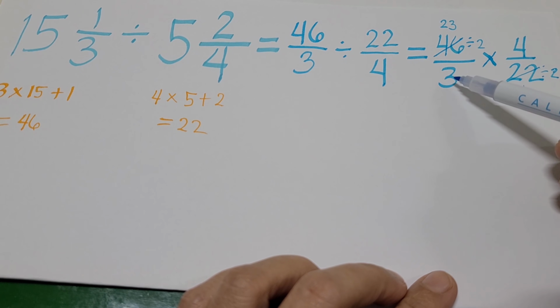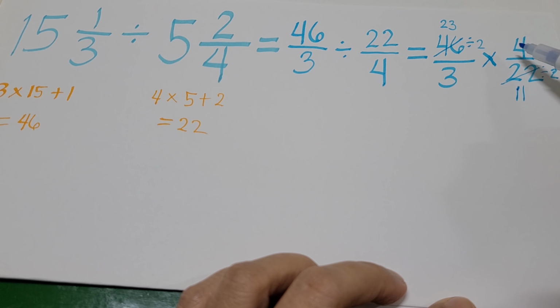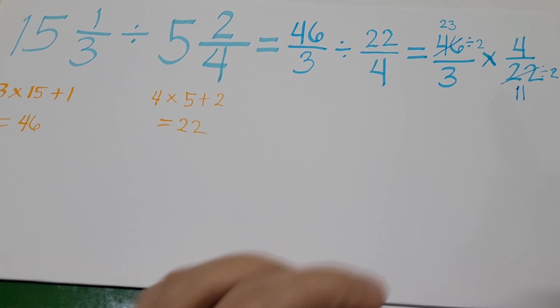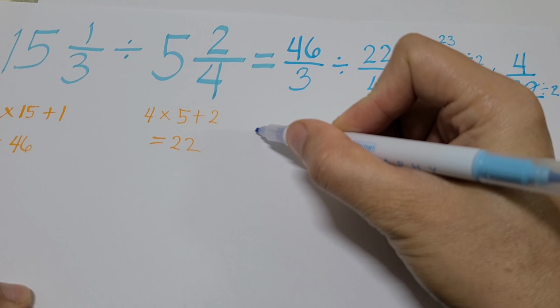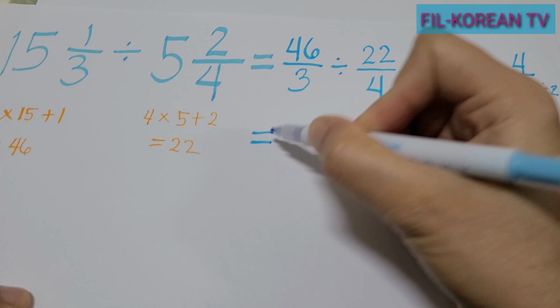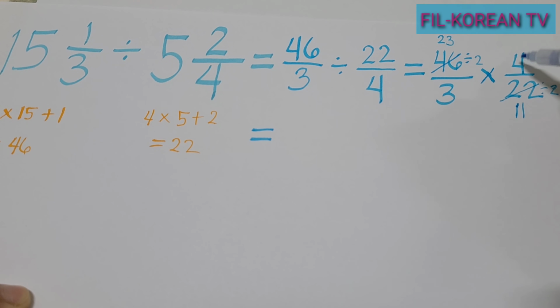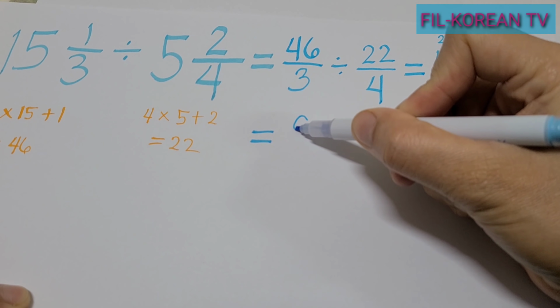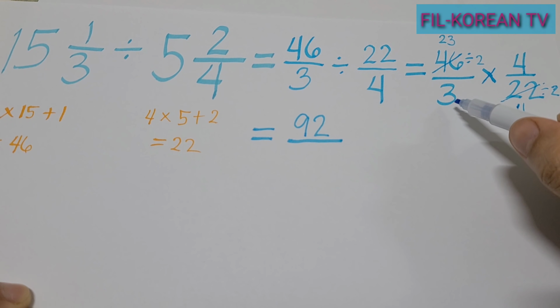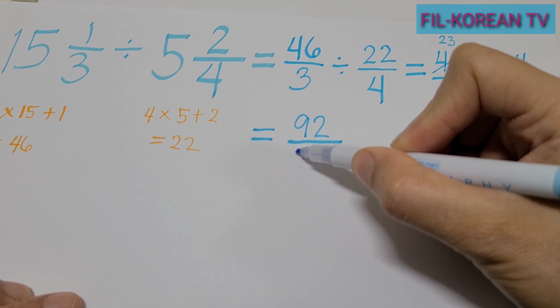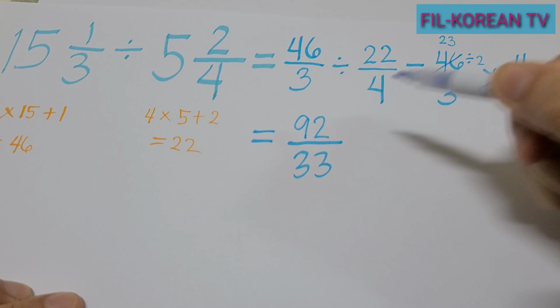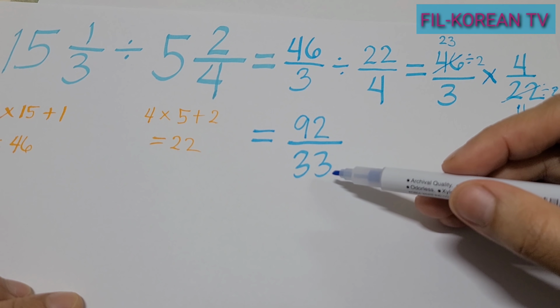Okay. Next, itong 3 at saka 4, magkasunod na number. So, wala itong ibang factor kundi 1. Hindi na natin sila i-divide sa 1 kasi ganun pa rin yung answer. Okay, next step, multiply the numerators. Okay, let's multiply. 23 times 4 equals 92. Next, multiply the denominators. 3 times 11 equals 33. The answer is 92 over 33.